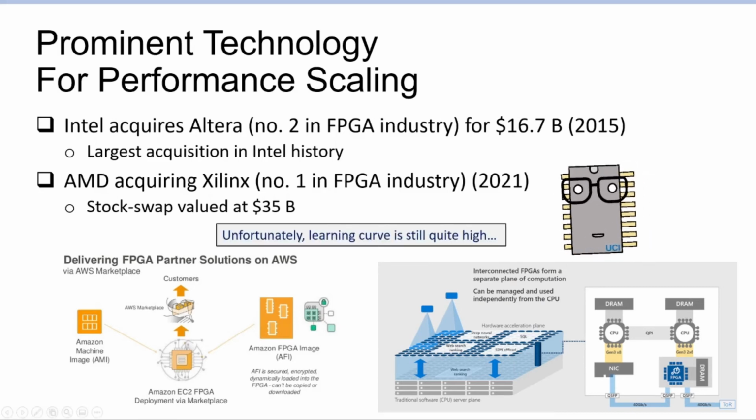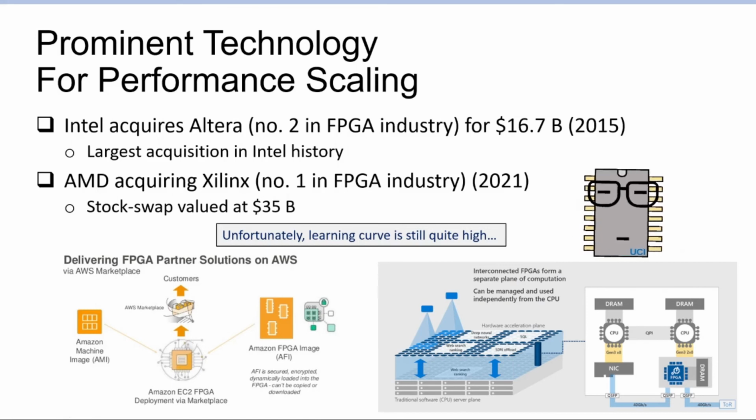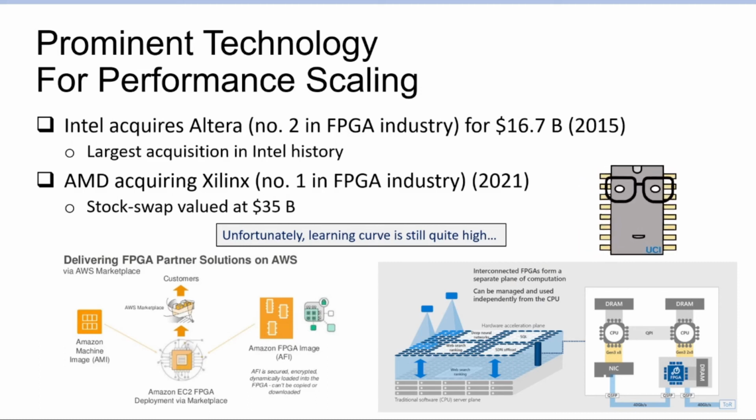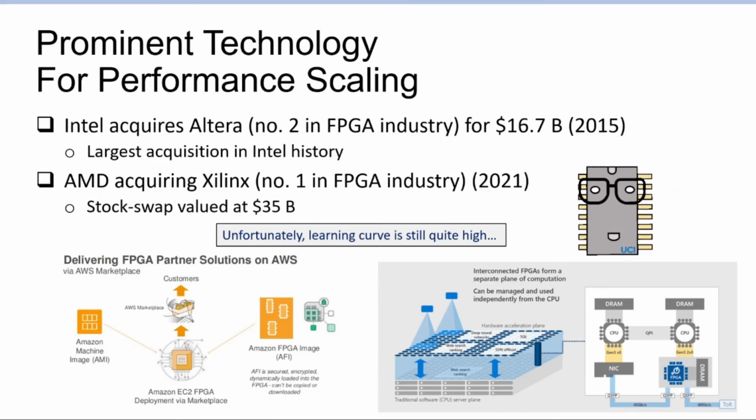Unfortunately, the learning curve is still quite high. And that's for the remainder of the FPGA portion of this course. This is what we're going to be talking about the most, and that will be what Lab 2 is based on. We will try to accelerate a neural network operation, similar to what we did with Lab 1, on an FPGA fabric to see the performance improvements and the power efficiency benefits that we can get.